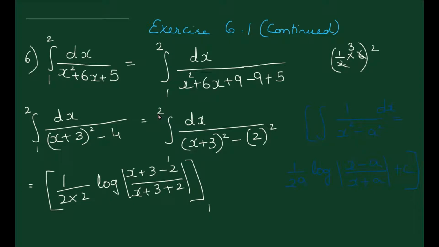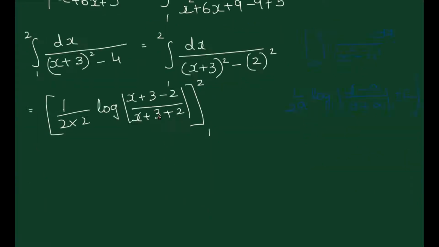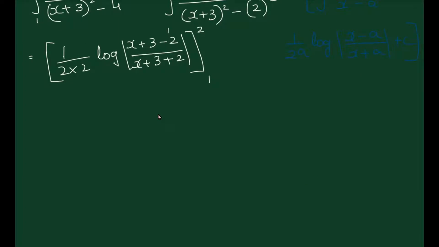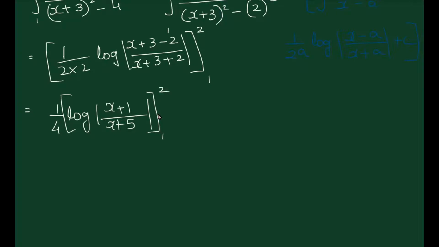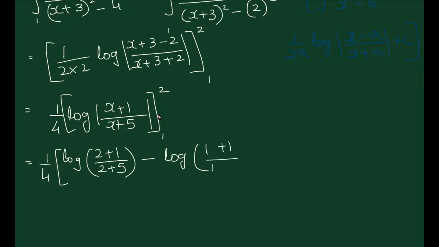We write it between the limits 1 to 2. Now applying the limits of integration, we are going to get 1 upon 4 log, let us simplify this first, log of mod of x plus 1 upon x plus 5 from 1 to 2. Now first we apply the upper limit of integration, which is log of 2 plus 1 upon 2 plus 5. We put x as 2 here, minus log of, now next we put x as 1, so 1 plus 1 upon 1 plus 5.